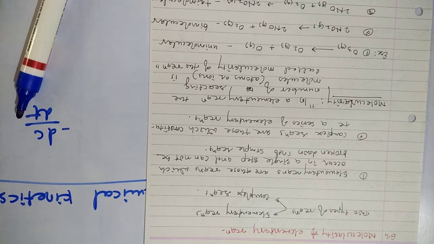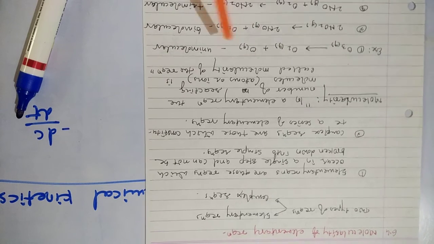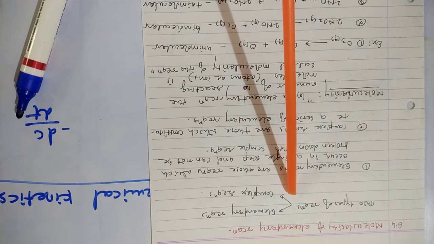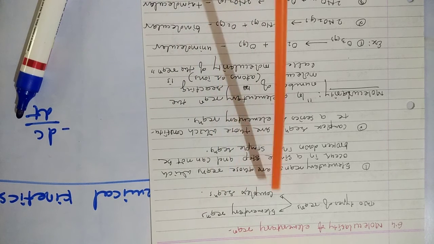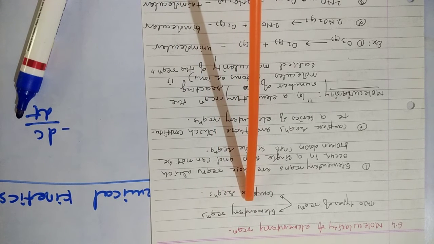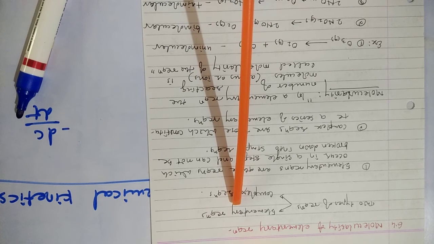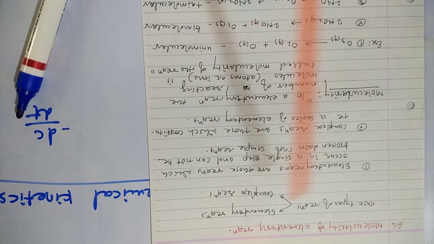Molecularity of an elementary reaction. Let us see what this is. There are two types of reaction: one is elementary reaction and another is complex reaction. What is an elementary reaction? The reaction which takes place in a single step, completed in a single step.